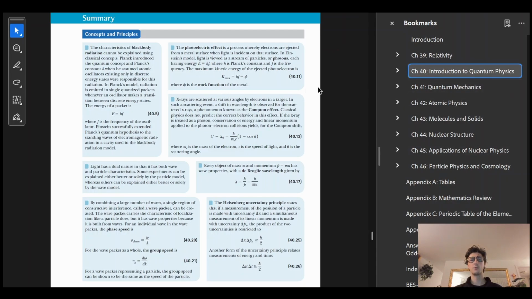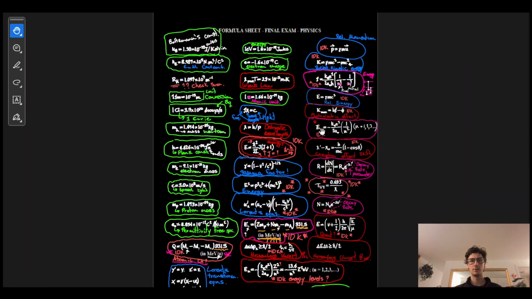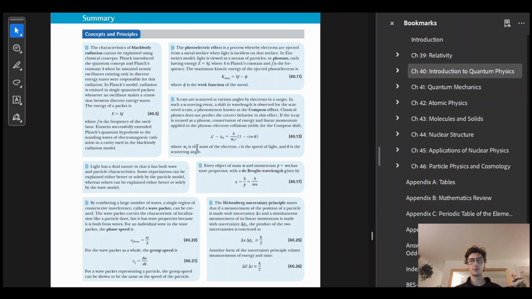So this is chapter 40, Introduction to Quantum Physics. We got the photoelectric effect. We got the Compton effect, which is actually another equation here that I marked as I don't know. That is this equation right here. I don't know this one. I haven't done a problem related to it, but now I know it's in this chapter 40.